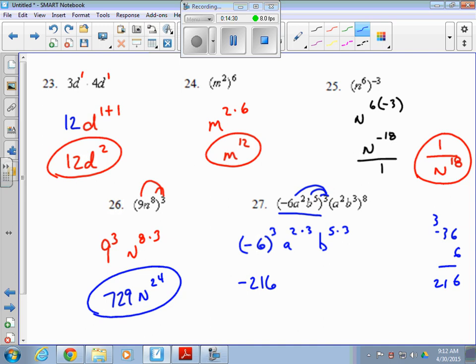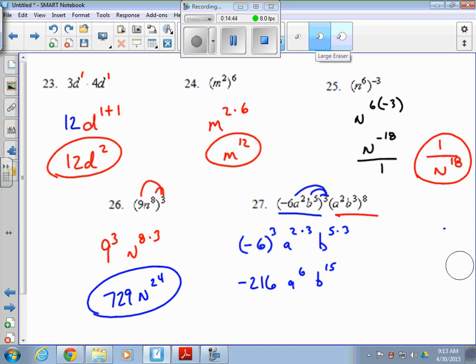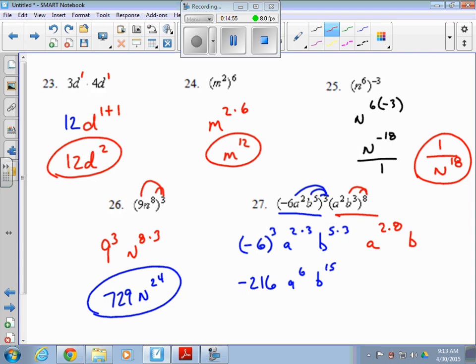A to the 2 times 3 is A to the 6th. And b to the 5 times 3 is b to the 15th. That's the first side. The second side is the other parentheses, this one. Everything's being raised to the 8th power for this one. So a squared is being raised to the 8th power, so that means 2 times 8. And b to the 3rd is being raised to the 8th power, 3 times 8. So a to the 2 times 8 is to the 16th. B to the 3 times 8 is to the 24th.